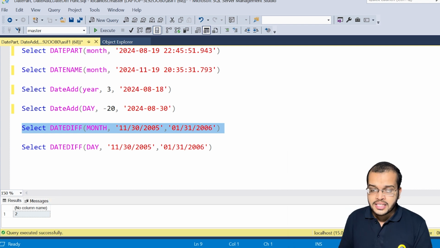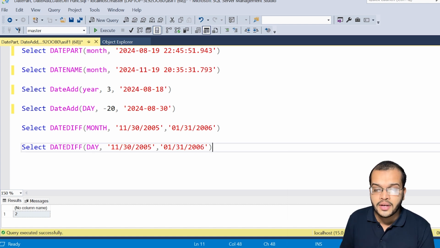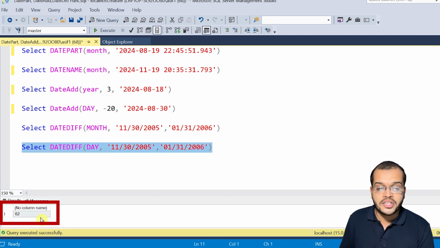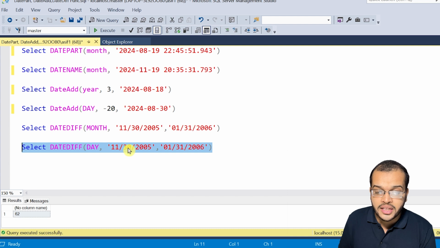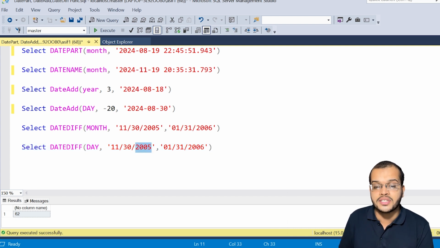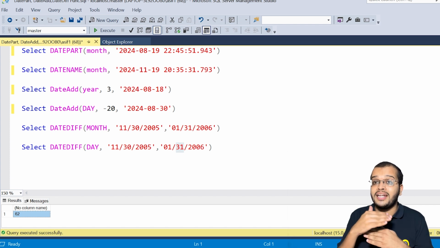Now the same DATEDIFF function, if you would like to use it for the day, we can see that we have the day called 30th and we have the day called 31st. So how many days difference? If you consider it, we are getting 62. Why are we getting 62? The reason is that when we are seeing only the day, that's wrong, because we have the year difference here. So 2005 30th, 2006 31st, right? So 62 days difference. To find out the difference between two dates, we go with the DATEDIFF function.